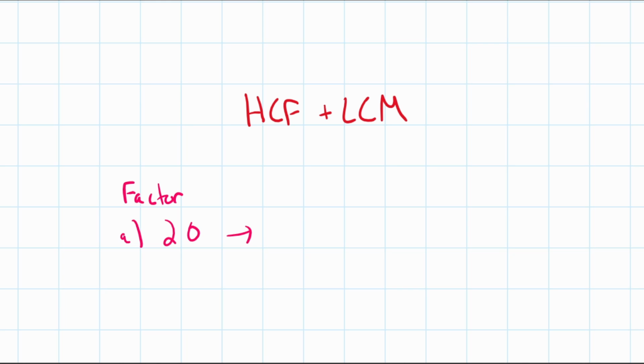numbers that go into 20. So you could do this manually. You can make a list. Okay, 1 goes into 20, 2 goes into 20, 3 doesn't, 4 goes into 20, 5 goes into 20, 6 doesn't, 7 doesn't, 8, so on and so forth. You can write down all the factors of 20.